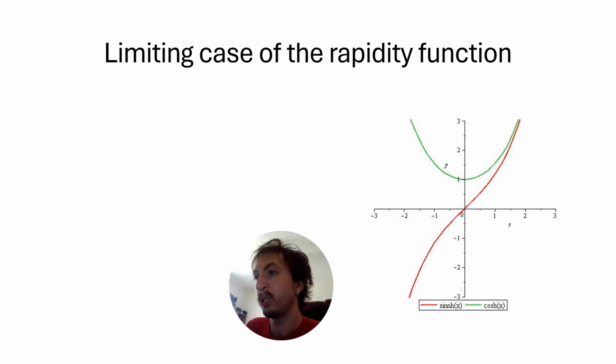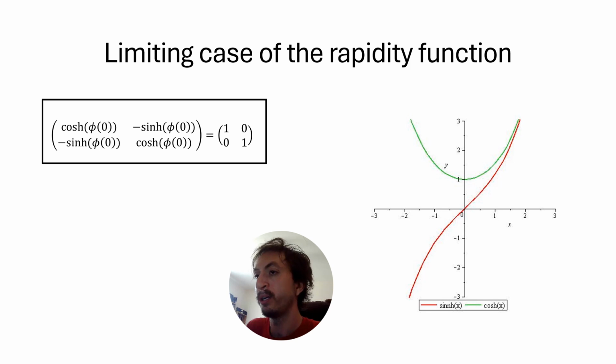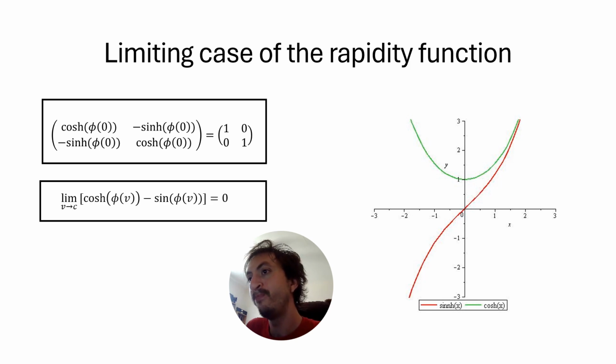Now, based on these curves, we can relook at our 2 limiting cases. Well, we said before that cosh of phi of 0 would have to be 1. If we look at our graph, cosh of something is only 1 when that something is 0. So in other words, if cosh of phi of 0 is 1, then phi of 0 would have to equal 0. And you can say similarly something about phi of 0 if you look at the sinh curve.